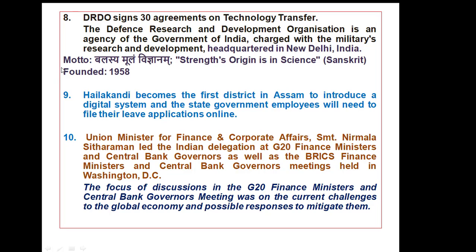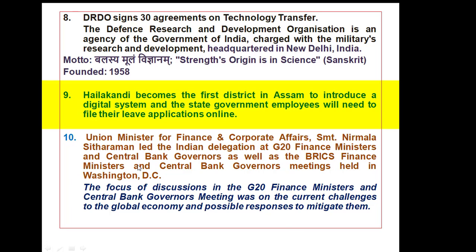And the motto is very important. The motto of DRDO is Balasya Mulam Vigyanam. So what does it mean? It means that the origin of strength is in science. This is in Sanskrit. Now DRDO was founded in 1958. DRDO recently signed 30 agreements on technology transfer.